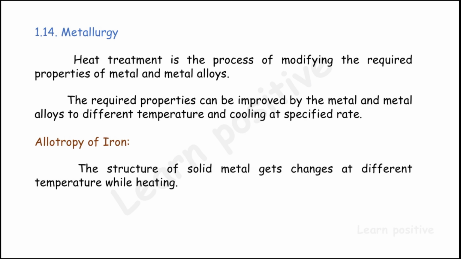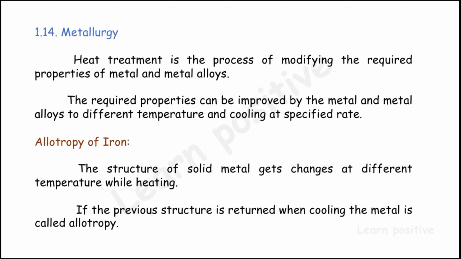So what is allotropy of iron? The structure of a solid metal changes at different temperatures while heating. If the previous structure is restored when cooling, the metal is called allotropic. If the metal does not return to its structure, it is not called allotropy. So what is the metal structure?